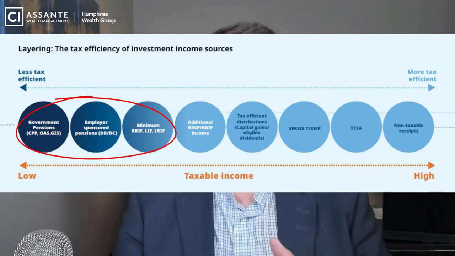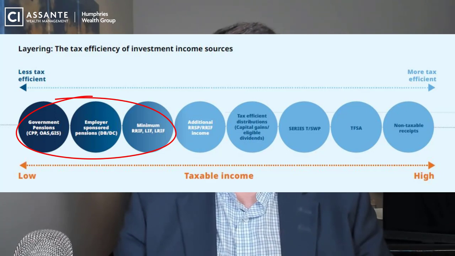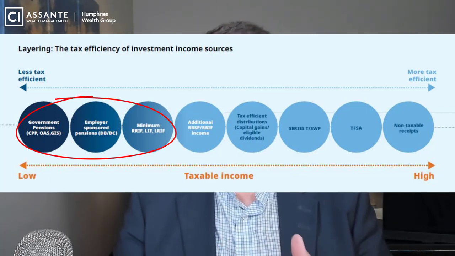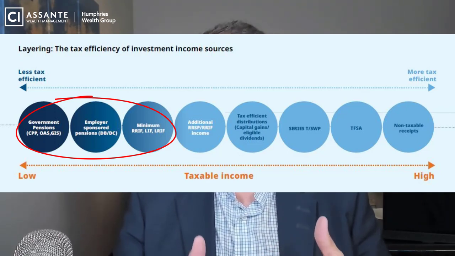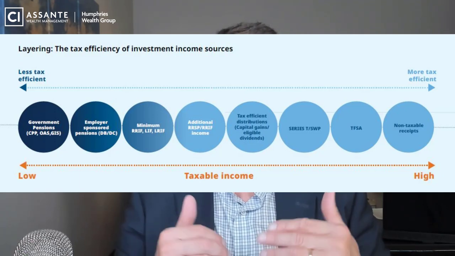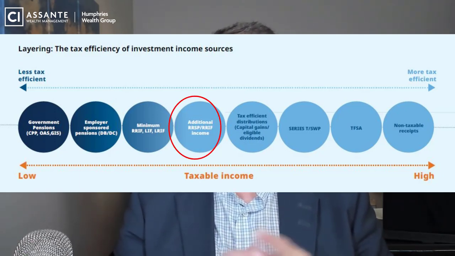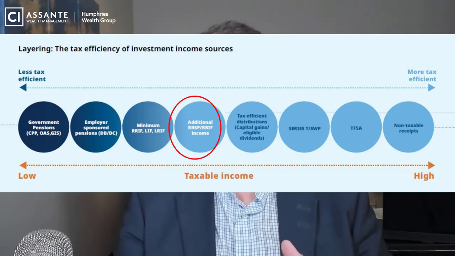And as we move right on this chart, now you've got your minimum requirements from your RSP accounts, and then you've got maybe additional income you're taking out from the RSP. Now, why would you take additional above the minimum? If you can absorb additional income from the registered account and it doesn't bump you into the next tax bracket, it actually makes sense to look seriously at that strategy.